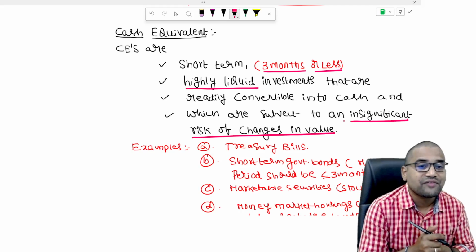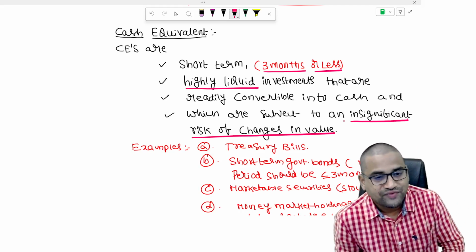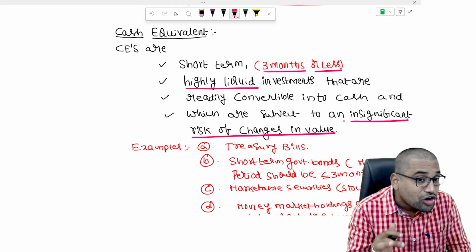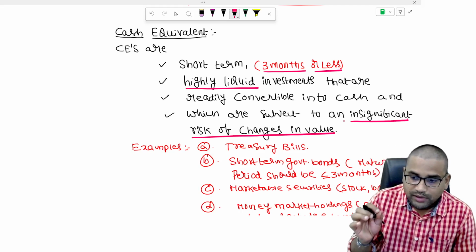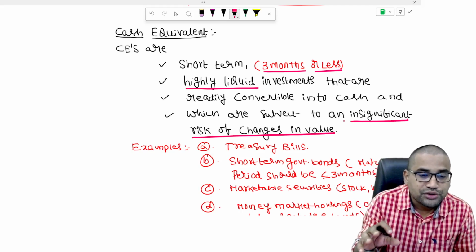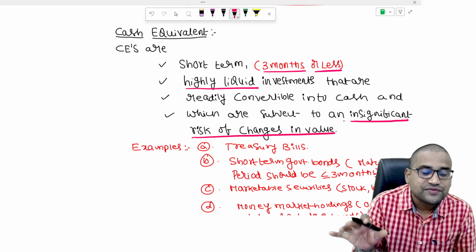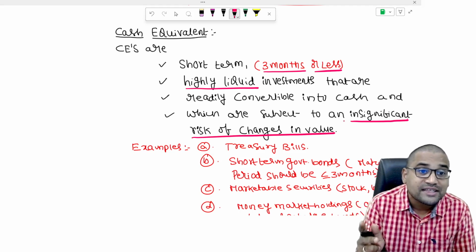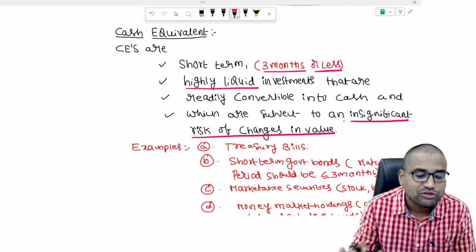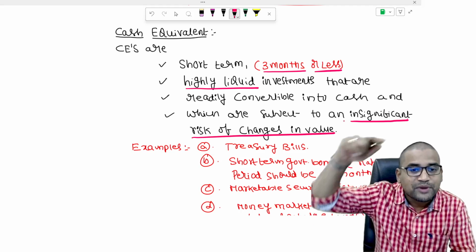Significant risk or insignificant risk? Insignificant risk of change in value. That means the value should not be subject to significant risk of change in value. Suppose if it is a significant risk of change in value, don't consider this as cash equivalent. That investment should not be considered in cash equivalents. Then that investment will go to investing activity.